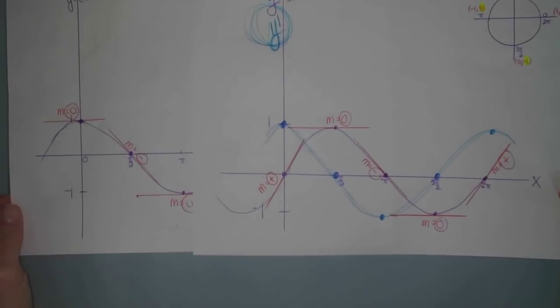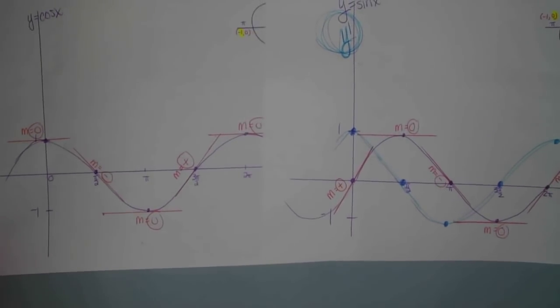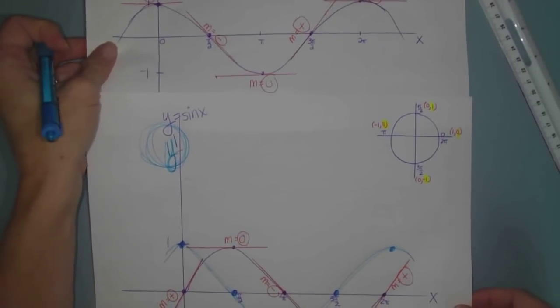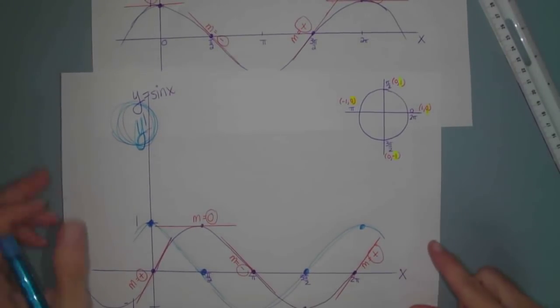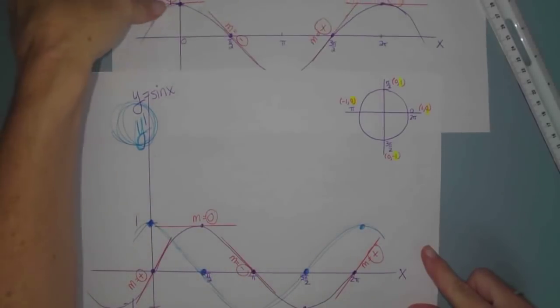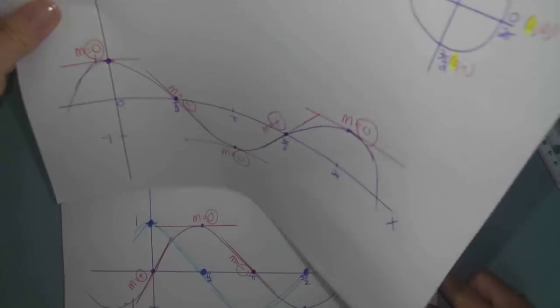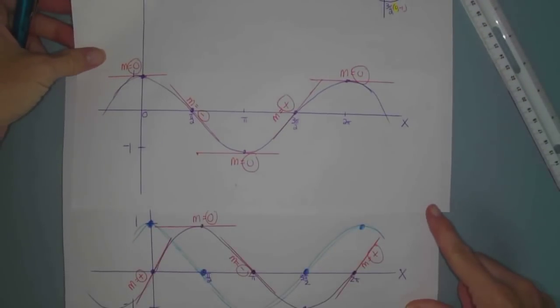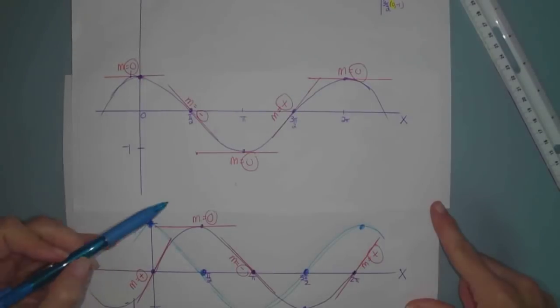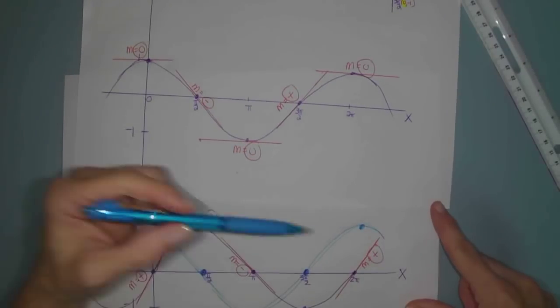Well, I think it looks like, I can get these both on here. I think this blue graph looks like cosine. See, cosine, blue graph, cosine.